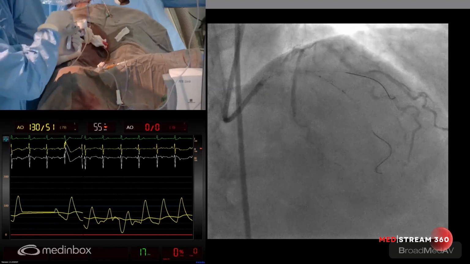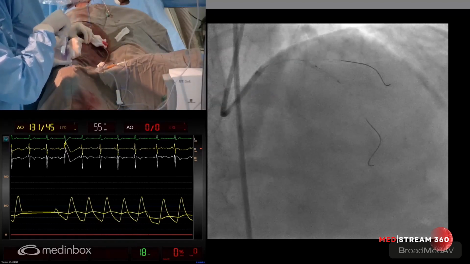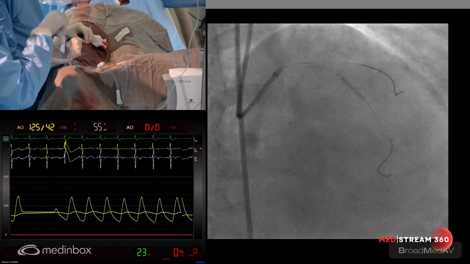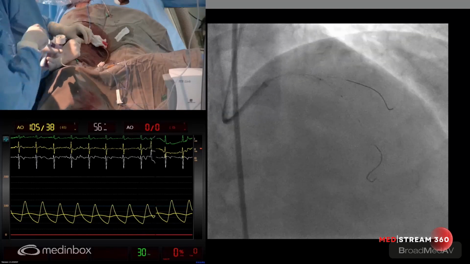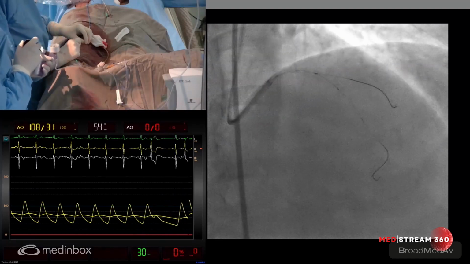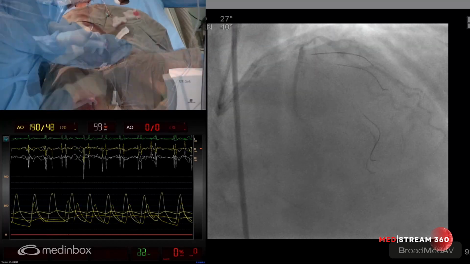The balloon has crossed, and we are pre-dilating with the 2.5 by 15 non-compliant balloon. Deflate, please. I hope they can all appreciate the calcium, which was there. The lesion has come up at about 12 atmospheres. Small check, please.